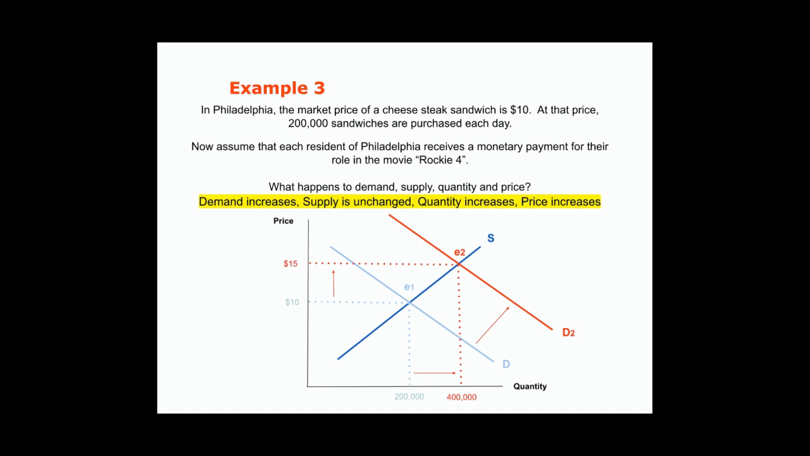And again, why did this happen? Because something happened in the marketplace that was one of the factors that affects demand. And when people's incomes increase, we know that demand increases. People demand more of everything. Demand curve shifts from D to D2. We have the new equilibrium point with a higher quantity and a higher price.